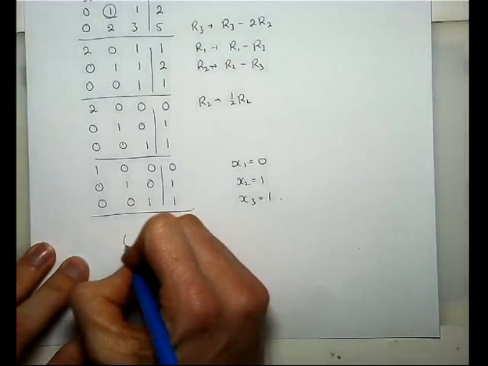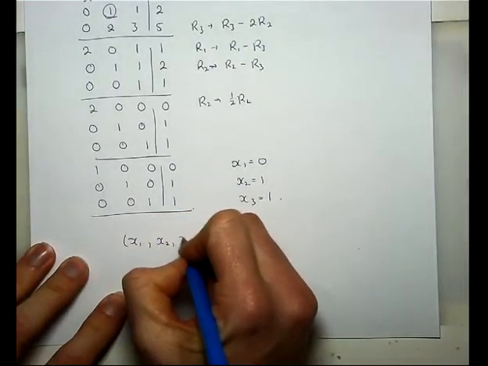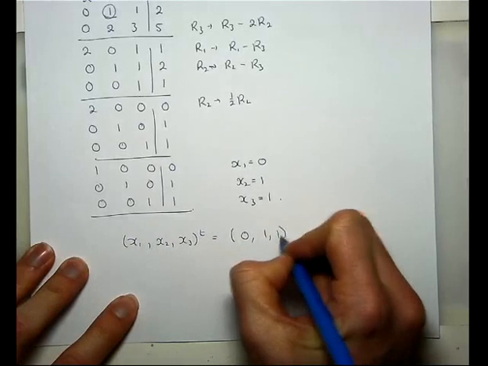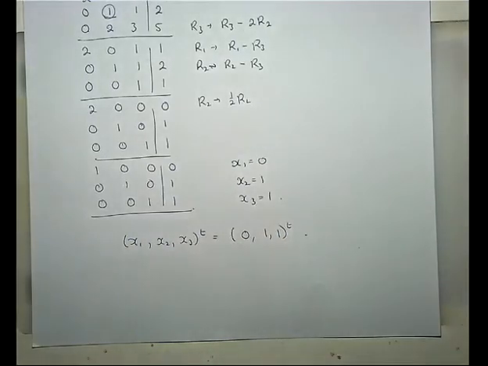Okay, let's write the answer down. Transpose is 0, 1, 1. Transpose, because we want it to be a column vector.